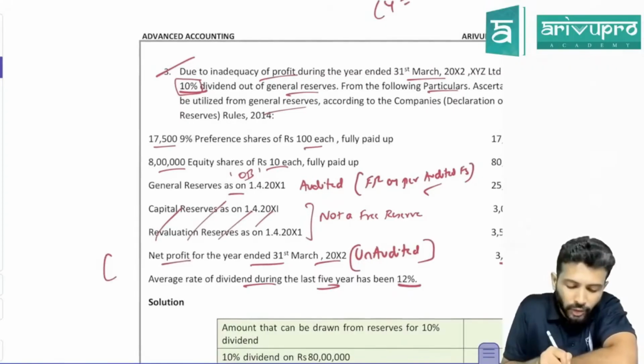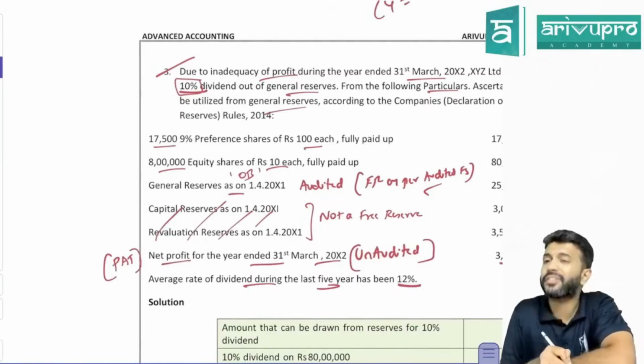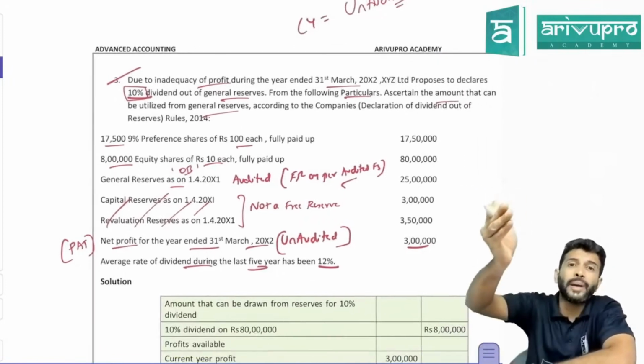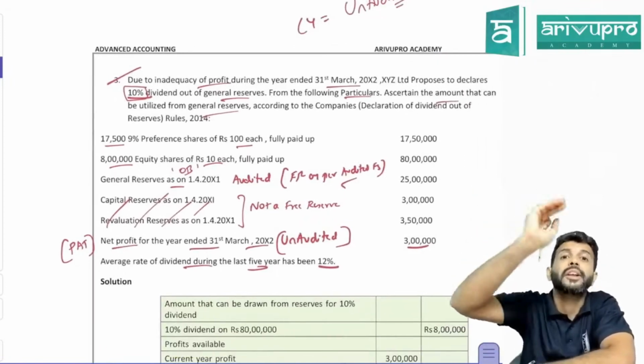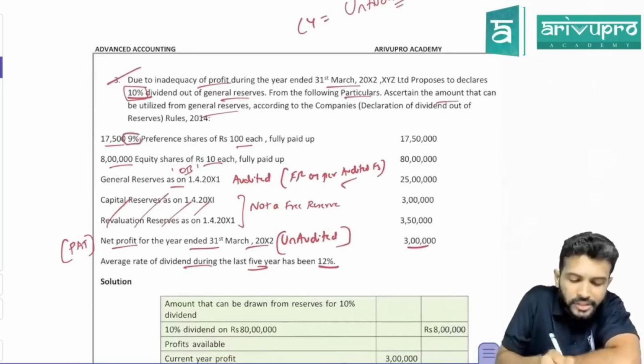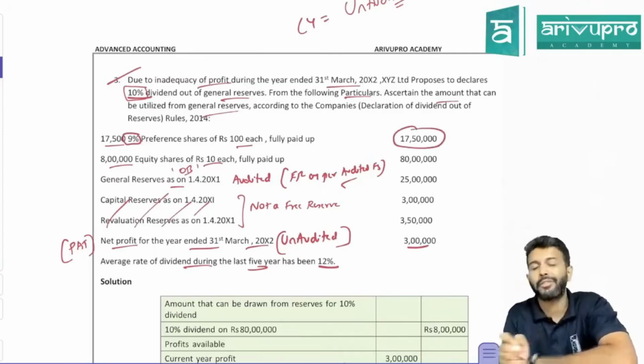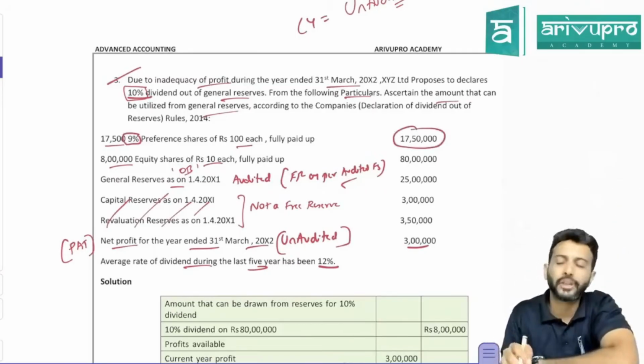So they gave what? Net profit. I told you, whenever they give you net profit, it means profit after tax. Sir, from profit after tax, can you immediately give equity dividend or first preference dividend? First preference dividend. What percentage are the preference shares? 9%. How much is the preference share capital? 17.5 lakh. So do 9% of 17.5 lakh. How much is that?